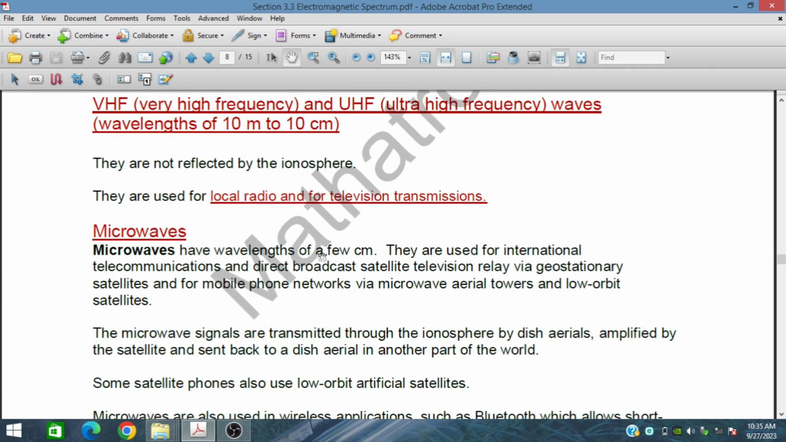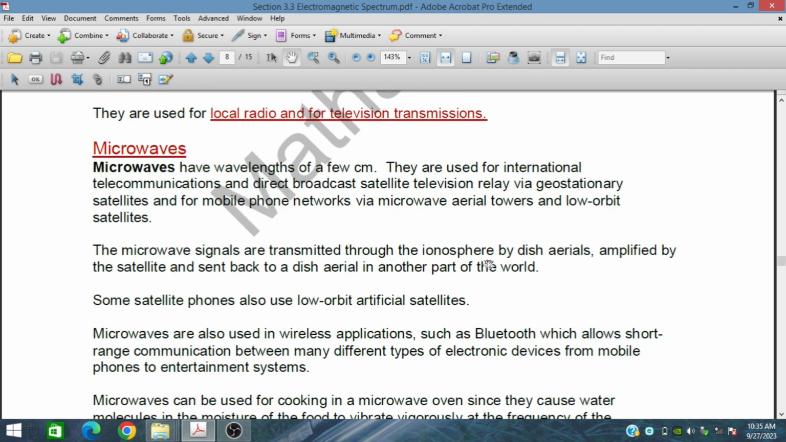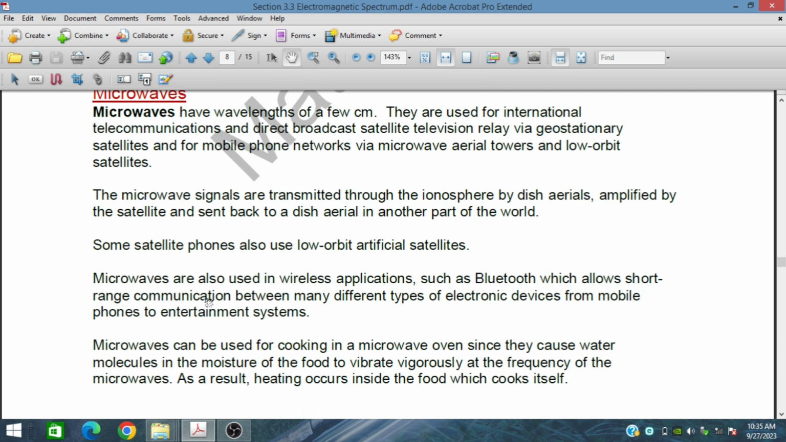Similarly, microwaves of a few centimeters are used for international telecommunication and direct broadcast satellite television relay via geostationary satellites. Microwave signals are transmitted through the ionosphere by dish aerials. Some microwaves are also used in wireless applications, such as Bluetooth, for short-range communication between many different types of electronic devices, from mobile phones to entertainment systems.